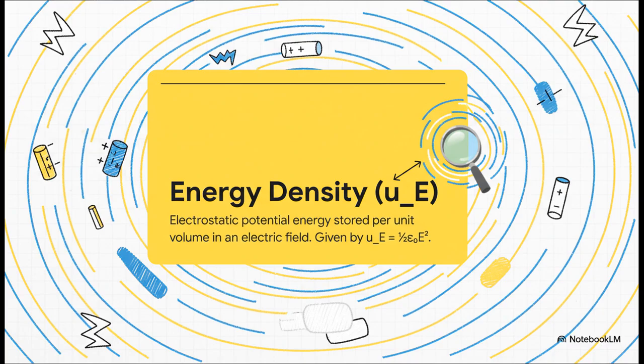So, how do we actually put a number on this? We use this concept called energy density, which we denote U sub E. It tells us exactly how much energy is packed into every single cubic meter of that field. For a vacuum, it's 1/2 times epsilon naught, the permittivity of free space, a fundamental constant, times the electric field strength squared. Now, this isn't just some random formula. It's a profound result that falls right out of Maxwell's equations, and it confirms that the electric field itself is a real reservoir of energy.